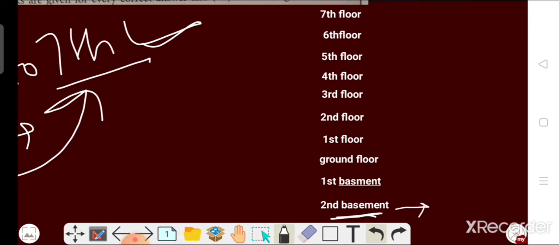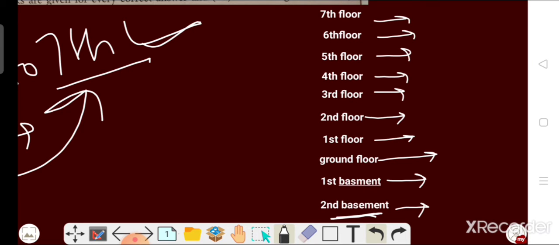This is your second level basement beta. Then we have the first level basement. Then we will reach the ground floor. If we move further, we reach the first floor, then second, third, fourth, fifth, sixth and at the end the 7th floor. It is given that to move from one floor to another, we have to travel 6 meter distance. It means the gap between two successive floors is 6 meter.